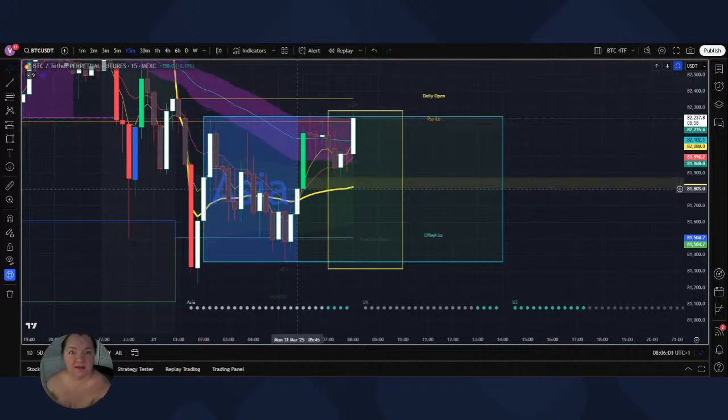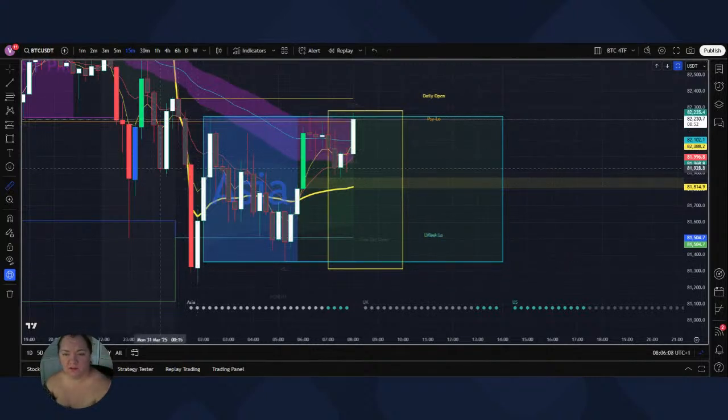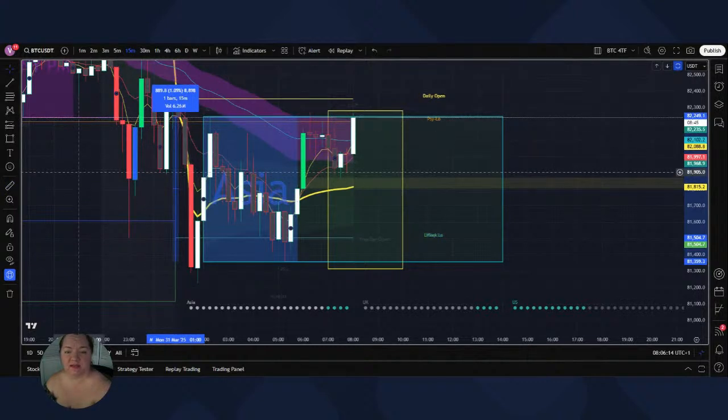Okay, so it's gone sideways. We're not trending. We're not doing anything. So the next thing we want to do: are we within a 2% move range? We're going up, so I'm doing my range up. Okay, that is just over 1%. So yes, tick 1.